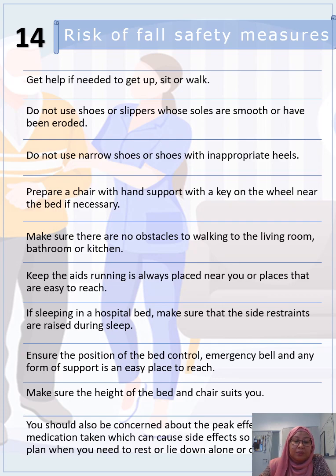If sleeping in a hospital bed, make sure that the side restraints are raised during sleep. Ensure the positions of the bed control, emergency belt, and any form of support are easy to reach. Make sure the height of the bed and the chair suits your height as well. You should also be concerned about the peak effect of the medications taken, which can cause side effects. If you are taking too many medications at one time, that can cause some of these adverse effects, and you may discuss this with your doctor.